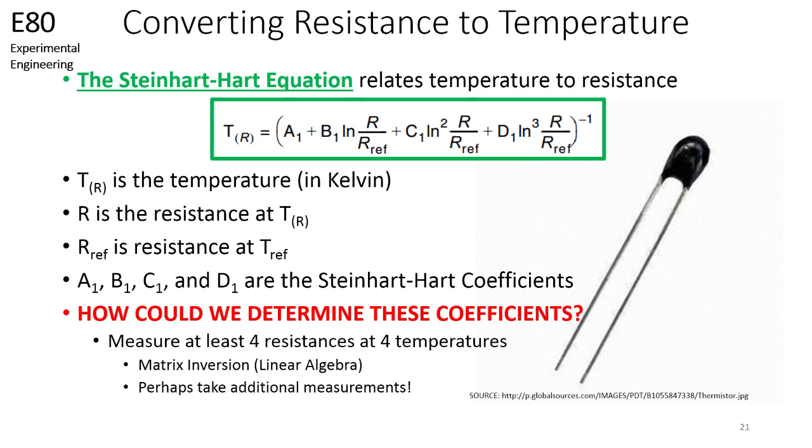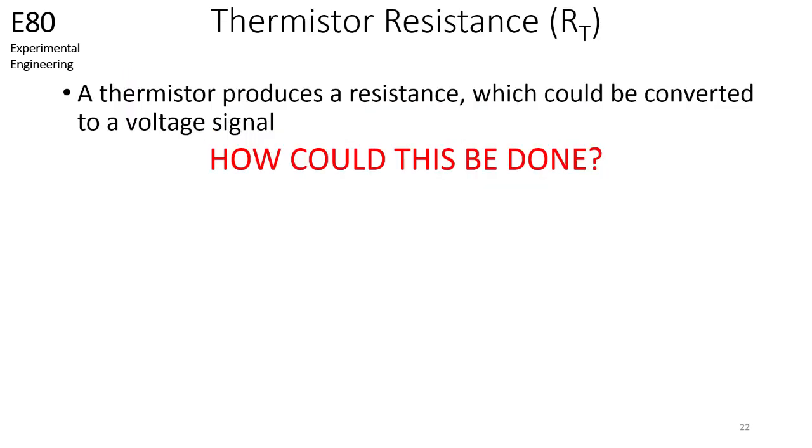Creating a bath that is at 25 degrees Celsius would enable you to determine the R sub ref of the thermistor. Measuring at least 4 resistances at 4 different temperatures and performing matrix inversion will enable you to determine Steinhart-Hart coefficients. Taking additional measurements would also be helpful in determining these coefficients.